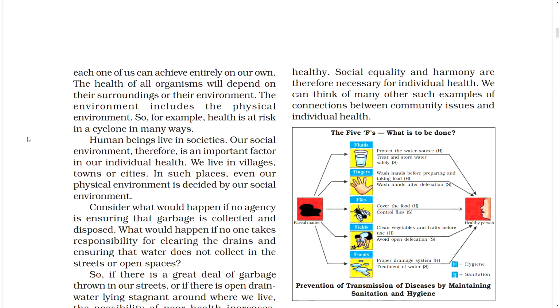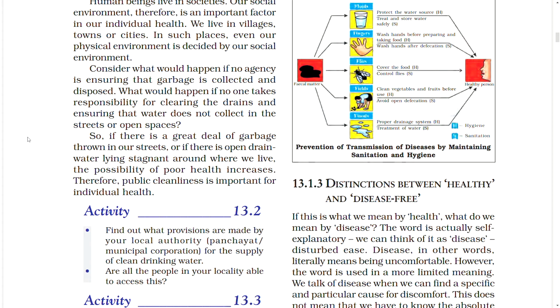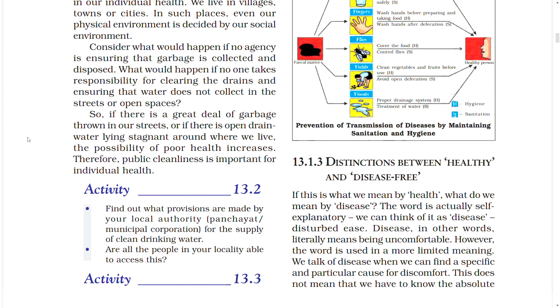Consider what would happen if no agency is ensuring that garbage is collected and disposed. What would happen if no one takes responsibility for clearing the drains and ensuring that water does not collect in the streets or open spaces? So, if there is a great deal of garbage thrown in our streets, or if there is open drain water lying stagnant around where we live, the possibility of poor health increases. Therefore, public cleanliness is important for individual health.